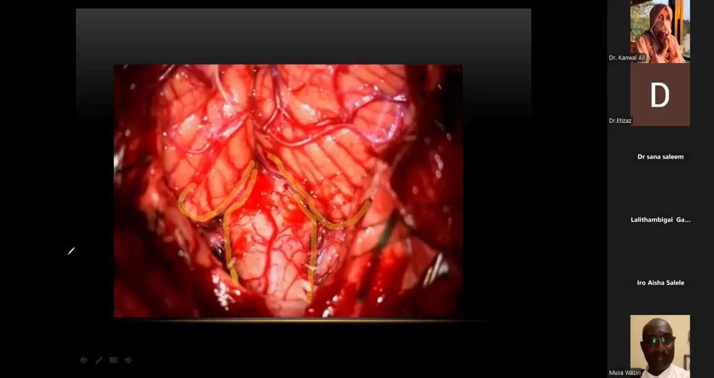Any other one? There are two safe entry zones you have told. One is the anterolateral sulcus, ALS, and second is the transolivary sulcus, and third one? Posterior median sulcus, sir. Posterior median sulcus and the anterior median sulcus. Okay, good, thank you.